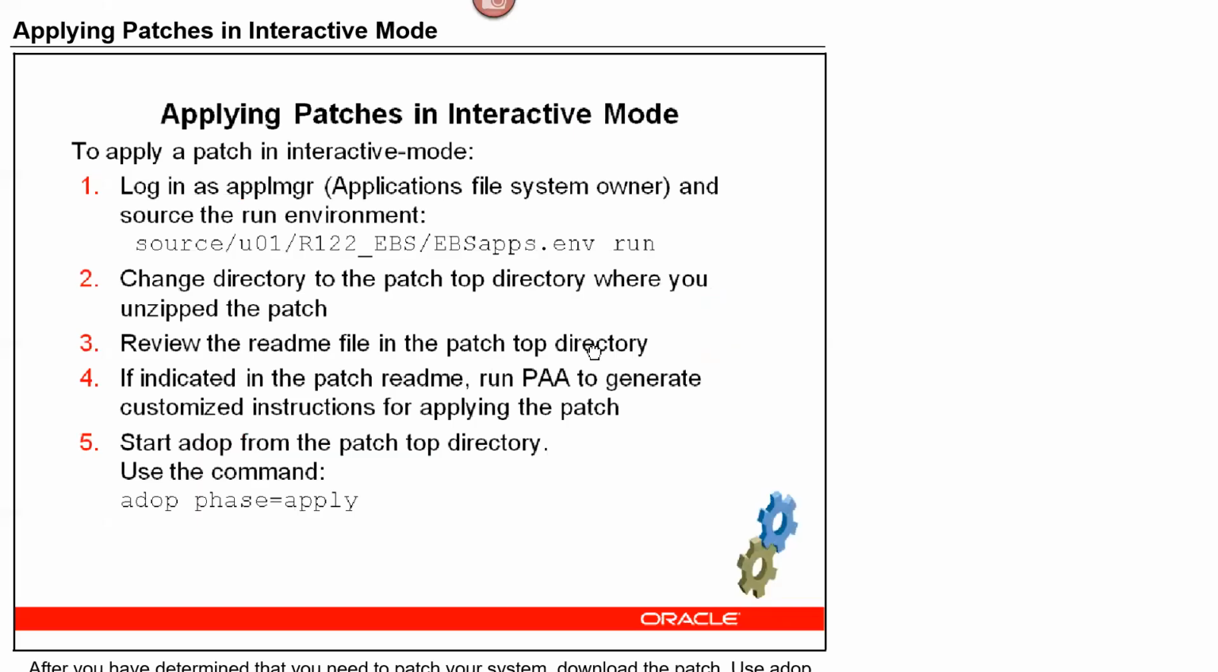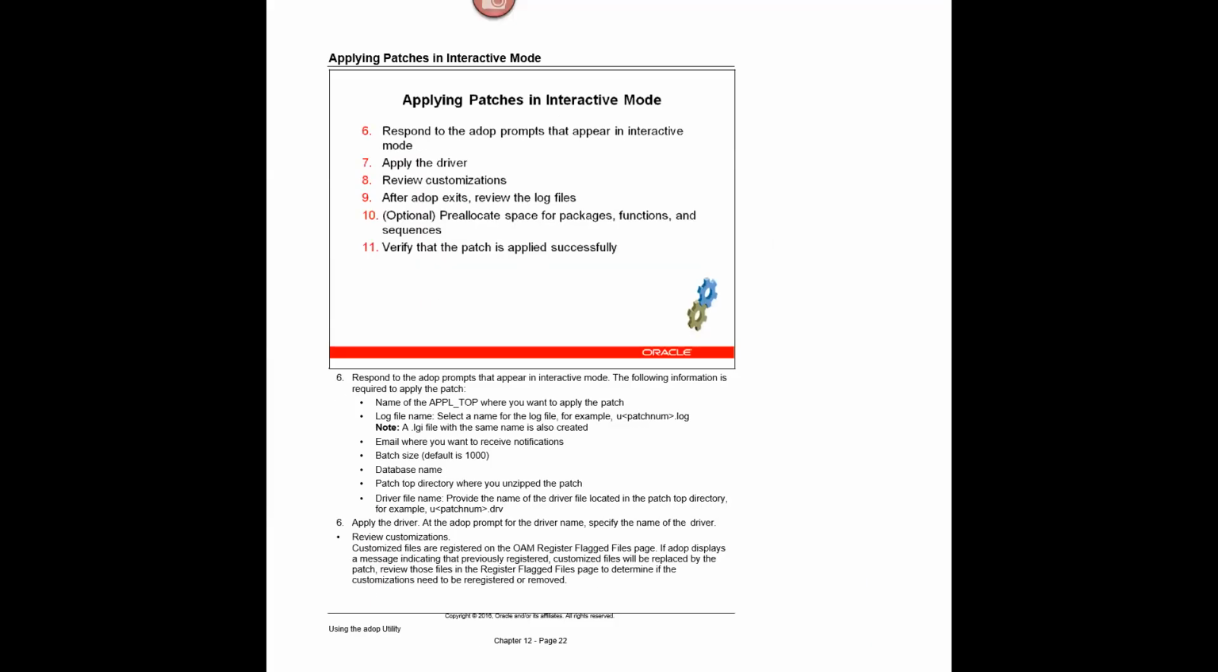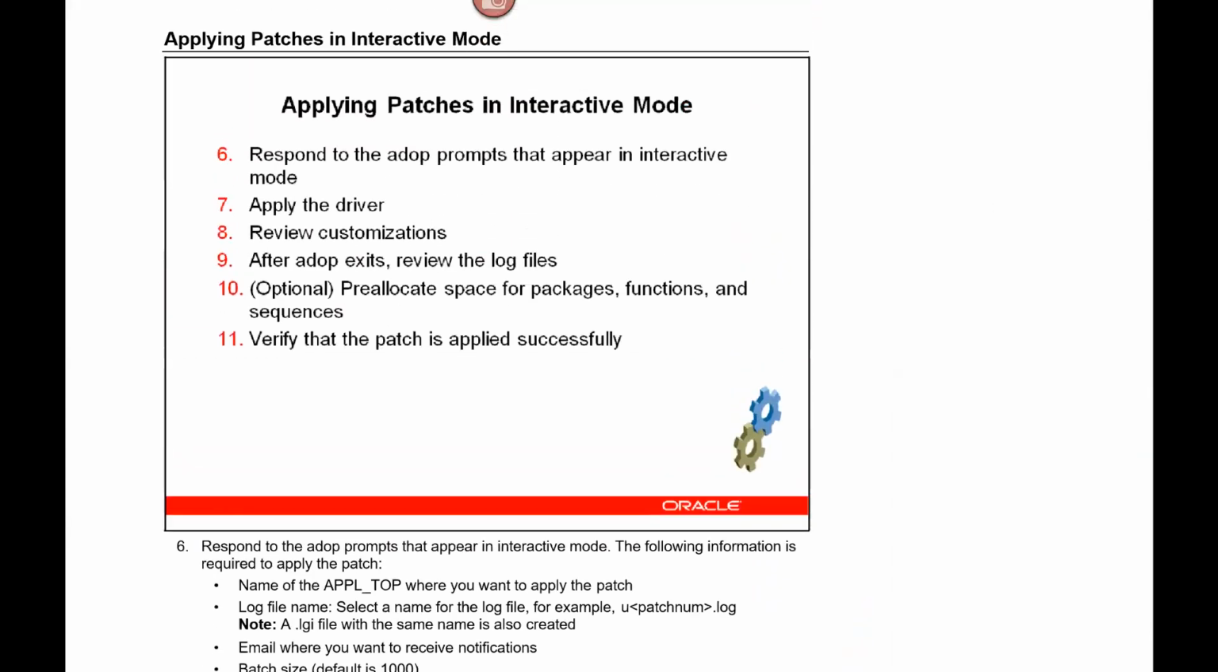Right. So mostly we follow interactive mode only. You log in, run the environment file, change directory to the patch edition where you unzip the patches, and review the README file. If it tells you to run PA, you have to do that. It will generate the custom script. Then you run this command to apply the patch. Then it will respond to the ADOP. It will ask you for the apps password, system password. Then you apply the driver, review the customization. After ADOP exits, review the log files, pre-allocate space for packages. This is an optional step. Verify that the patch is successful or not.